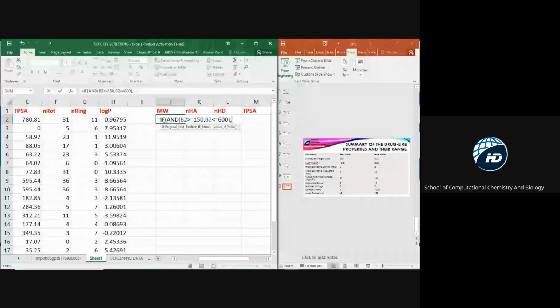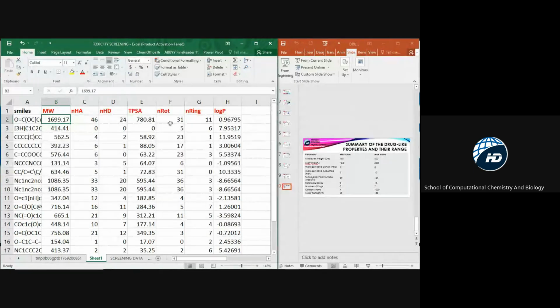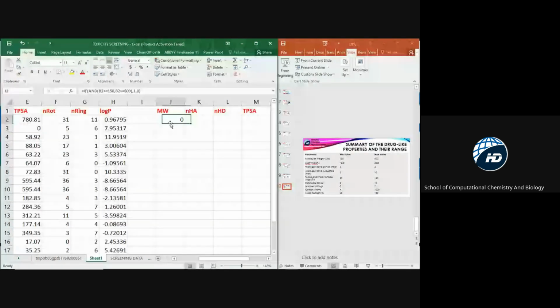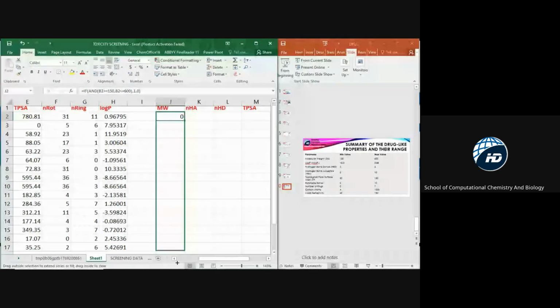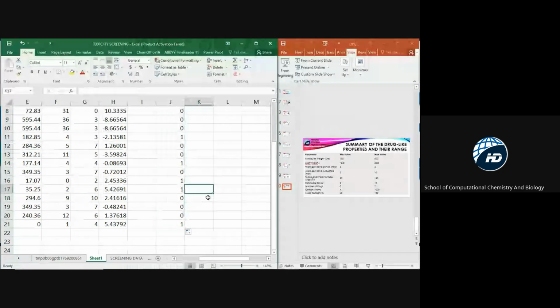So if the value is within this range, let us say 1. But if it's not within this range, say 0. Then you close bracket and enter. So it's telling us 0, which means that the molar weight found in this B2, 1,699, did not fall within the range of 150 to 600. So we can drag it down to see others. So are we together?